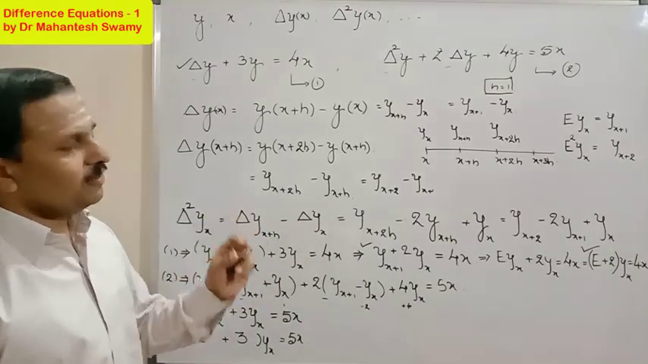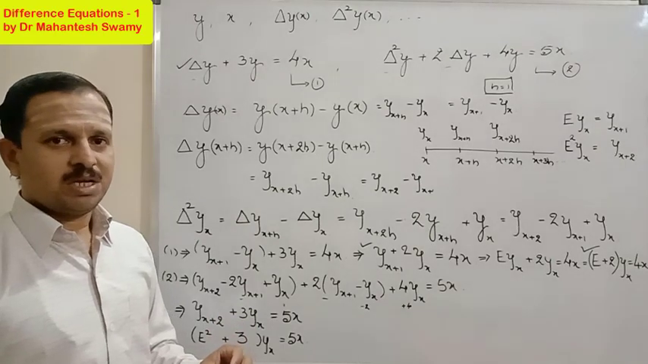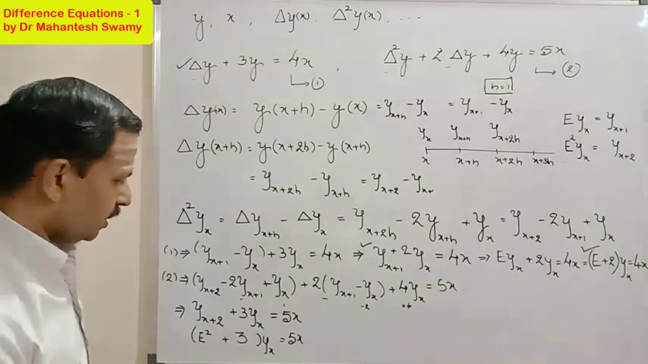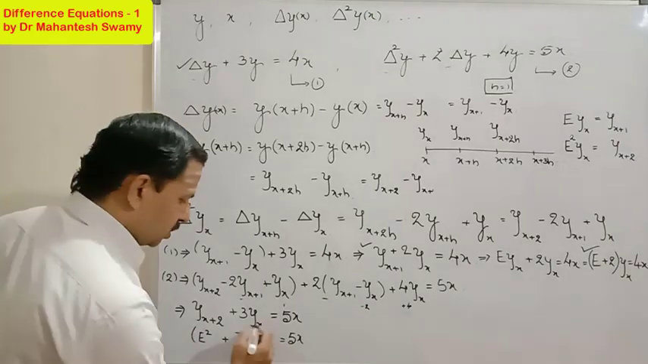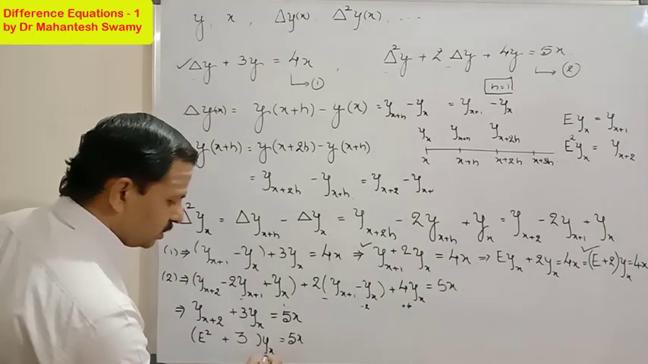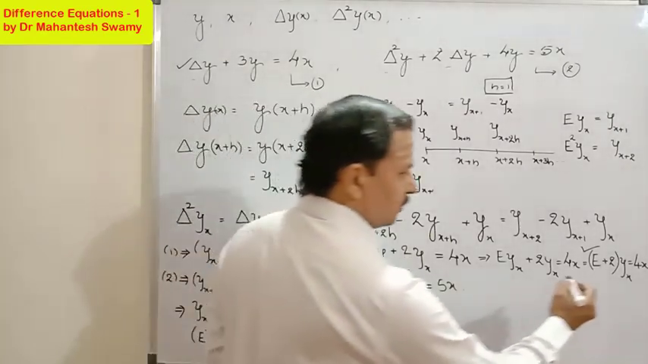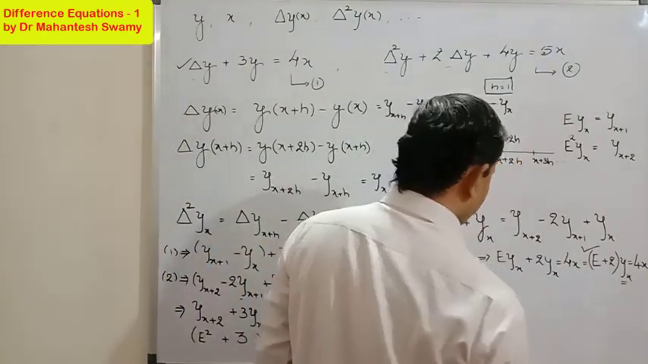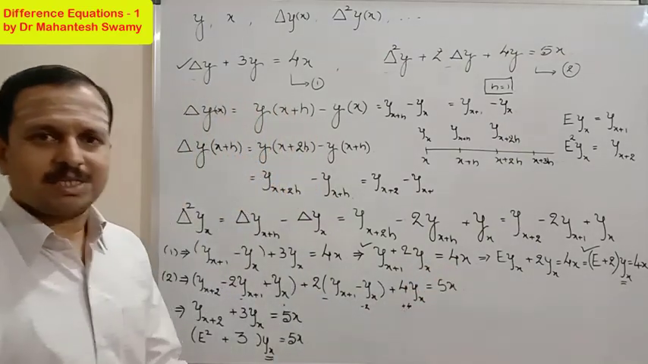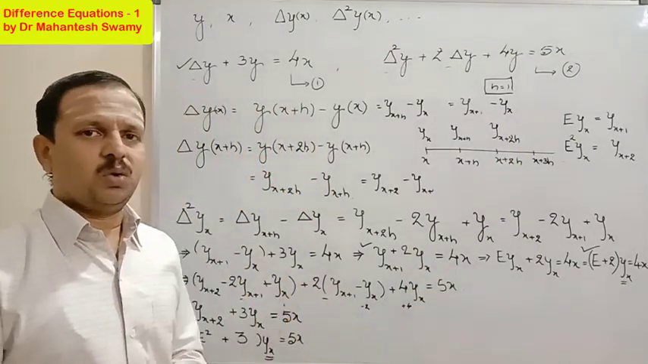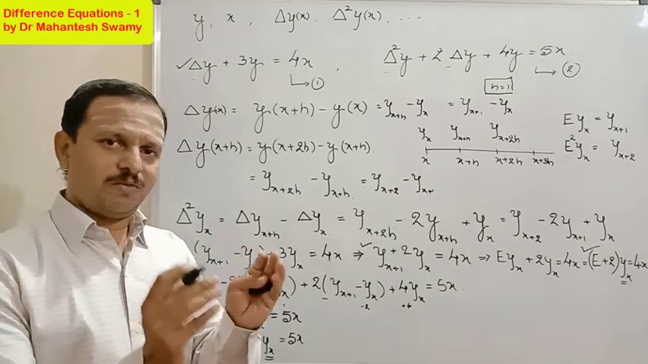The solution of the difference equation is the value of the unknown. So what is the unknown here? If we look at this equation, y(x) is the unknown. Wherever we see y(x), that is the value of y at x, that is the unknown; the dependent variable itself is the unknown.